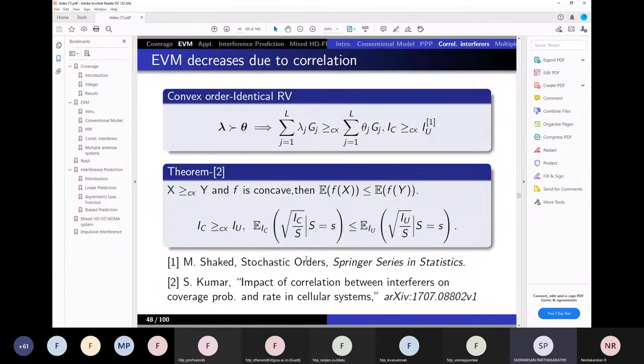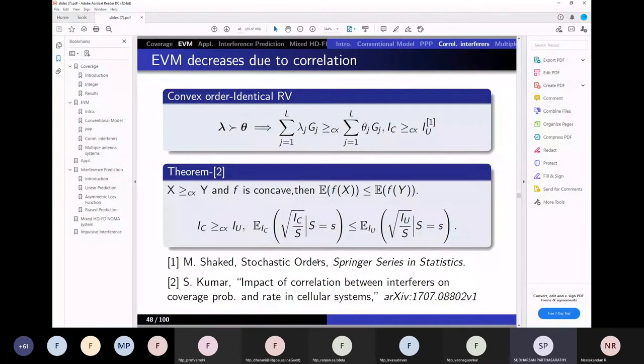Next. This is a theorem from this paper by Suman Kumar. If x is greater than y in the convex order, and if f is a concave function, then the expectation of f of x will be less than or equal to the expectation of f of y. This is the definition of the theorem. Now, the square root function is a concave function. So the total interference power due to correlation being greater than the total interference power in the uncorrelated case, using this theorem, means that the expectation of the square root of IC will be less than or equal to the expectation of the square root of IU.